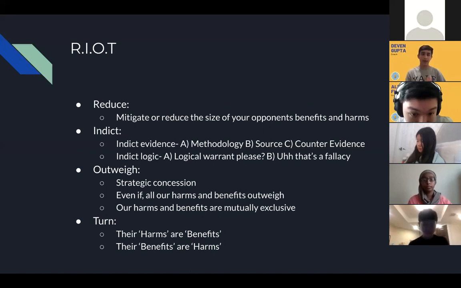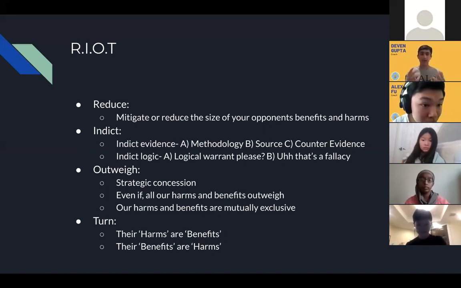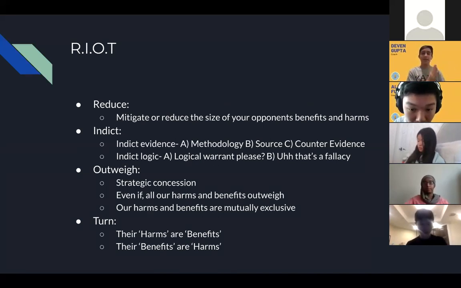Third, you want to outweigh. Sometimes it's actually better to outweigh than give a response, because sometimes it gives you strategic concessions. And it's basically saying, even if all of their arguments are true, all our harms and or benefits outweigh. And our harms and benefits are mutually exclusive.